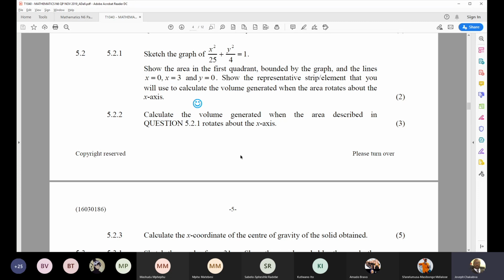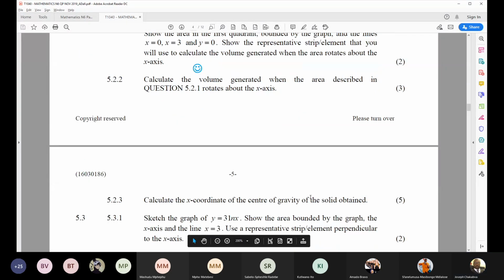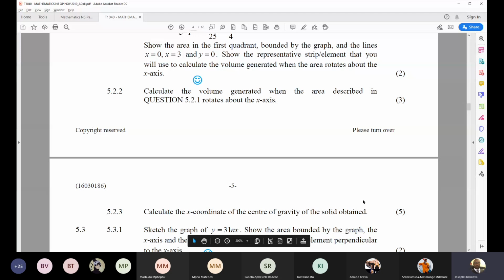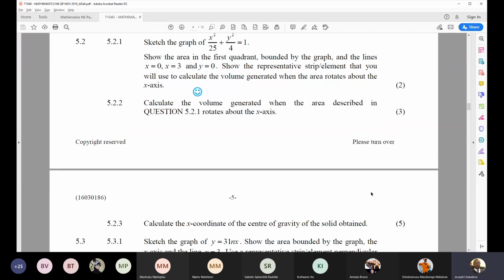And then let's look at 5.2.3. Calculate the x coordinate of the center of gravity. So if they want the x coordinate, first thing you calculate is the volume moment. Okay, you calculate volume moment. Then after volume moment, the x coordinate is just the same as saying volume moment divided by volume.